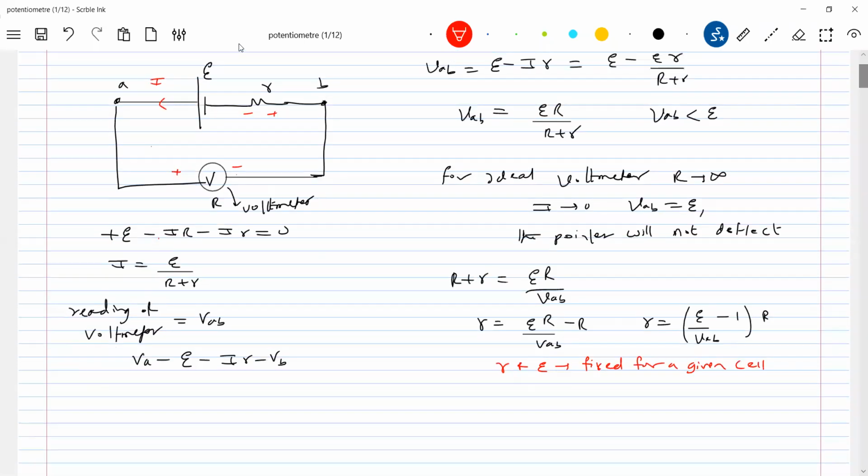The VAB is going to change. As R varies, VAB varies. So by varying R, you can't change small r. Mathematically we are writing the equation, but practically what will happen? As you bring different voltmeters, then internals of cell will change.